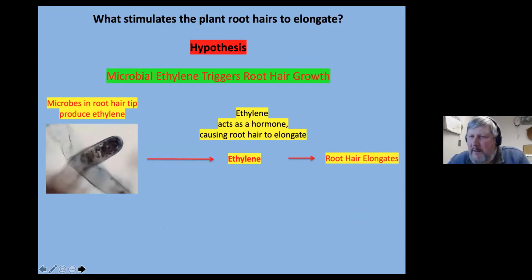And the hypothesis that we're favoring now is that these microbes are secreting ethylene. What happens is the microbes accumulate in the tips of the hair, and this is a picture of that. It's stained brown here, and all those little dots are the bacteria in that hair tip. And their presence there in a big group, secreting ethylene, causes growth in that hair. And so elongation happens, and root hairs then elongate.